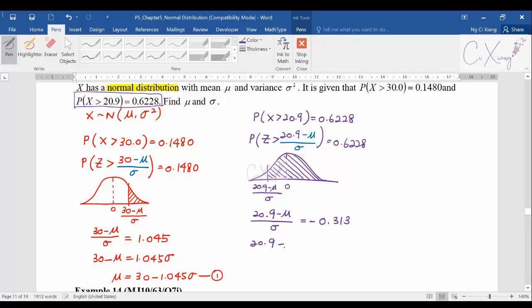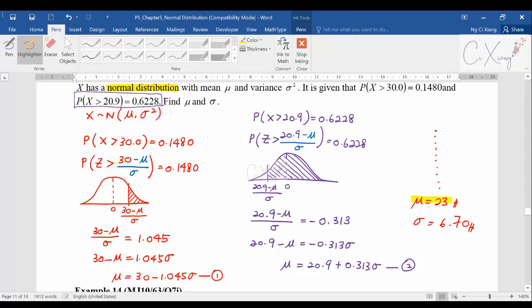Then 20.9 minus mu equals negative 0.313 sigma. Again, I put mu as the main subject. So you get the second equation here. I think it's very obvious already: to get mu and sigma, you need to solve these two equations simultaneously, which I'm not going to show you in detail. Solve 1 and 2 together, and you get the answer mu, which is 23, and sigma, which is 6.70. These are the answers that you should get if you solve the equations simultaneously.